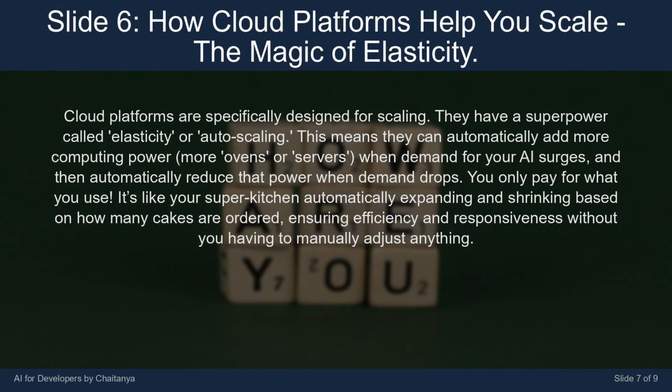Cloud platforms are specifically designed for scaling. They have a superpower called elasticity or autoscaling. This means they can automatically add more computing power, more ovens or servers, when demand for your AI surges, and then automatically reduce that power when demand drops. You only pay for what you use. It's like your super kitchen automatically expanding and shrinking based on how many cakes are ordered, ensuring efficiency and responsiveness without you having to manually adjust anything.